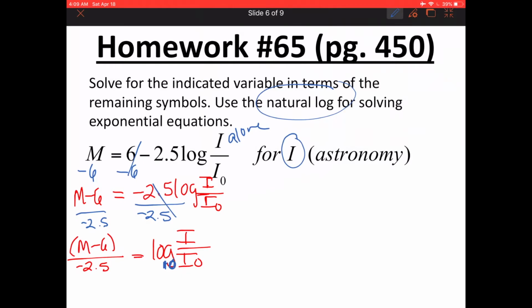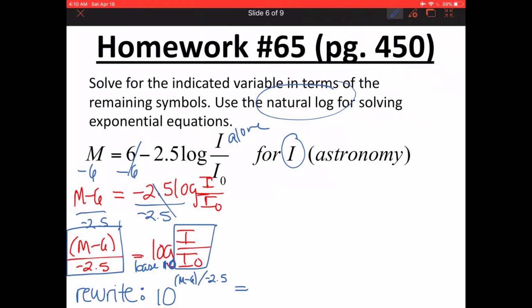Okay, so I'm going to go ahead and rewrite this in exponential form. So I'm going to take 10 as the base, because if it's the base of the log, it becomes the base of the exponent. Whatever is here on this side becomes the exponent. So I'm going to have 10 to the power of m minus 6 divided by negative 2.5 equals, and then whatever we were taking the log of is what goes on the other side of the equal sign. I over I sub 0.